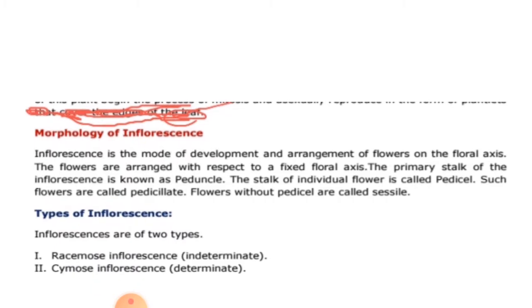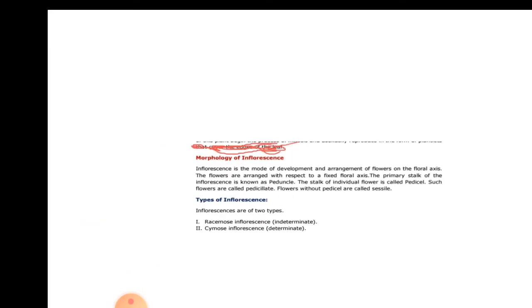Types of inflorescence. Inflorescence is of two main types. One is racemose inflorescence, the indeterminate inflorescence. Second is cymose inflorescence. We can deal with them one by one.